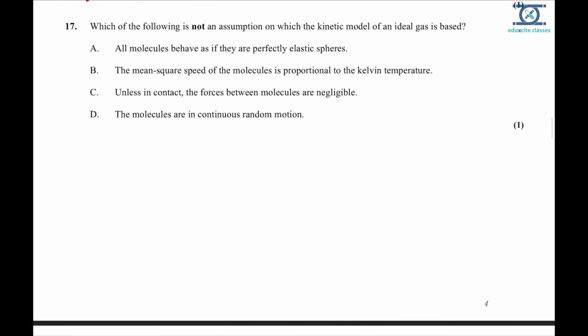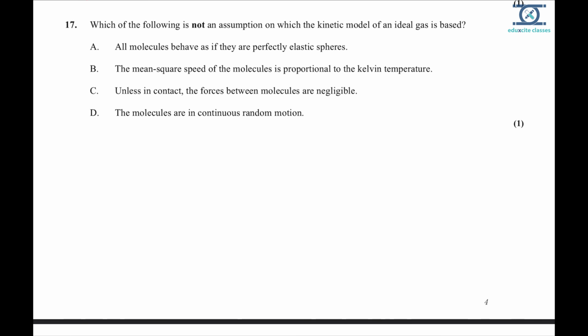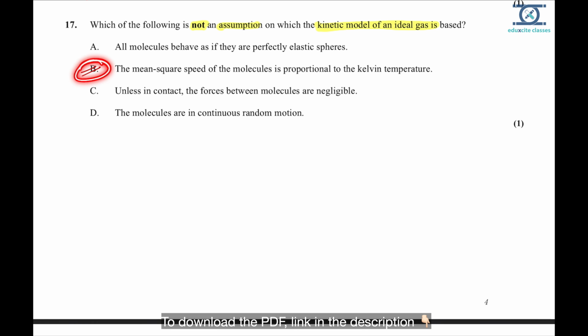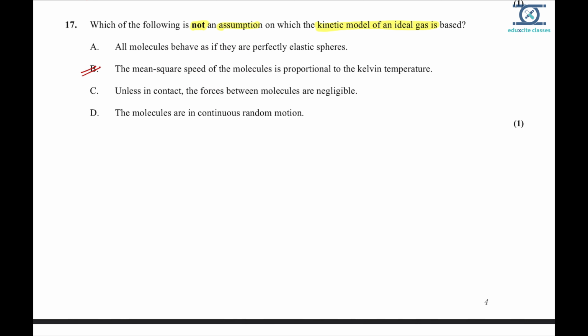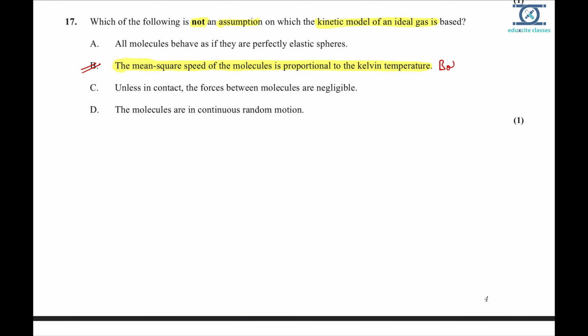Now question number 17, it is a direct question: which is not an assumption of the kinetic model of an ideal gas. You see only B is not an assumption, the rest are all assumptions of the kinetic model. Mean square speed of the molecule is proportional to the Kelvin temperature. This is the Boltzmann equation, which is based on Boltzmann, not an assumption of the kinetic theory of gas.